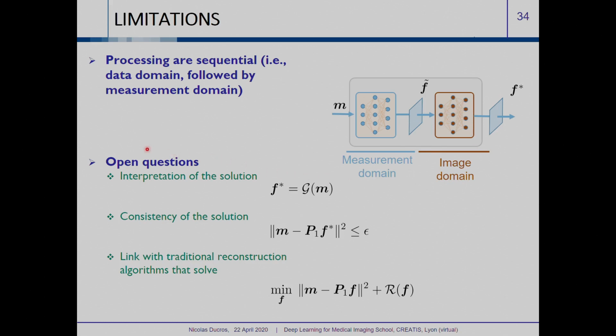The first question is still the interpretation of the solution. With the processing in the measurement domain, in which we do denoising, completion, we know that this f tilde here is the best linear solution in the sense of the minimum mean square problem. However, we don't know what is going on here in this image domain, where we have some convolutional layers, U-Nets, or any kind of networks. So there's still the problem of explainability, interpretability of the solution f star.